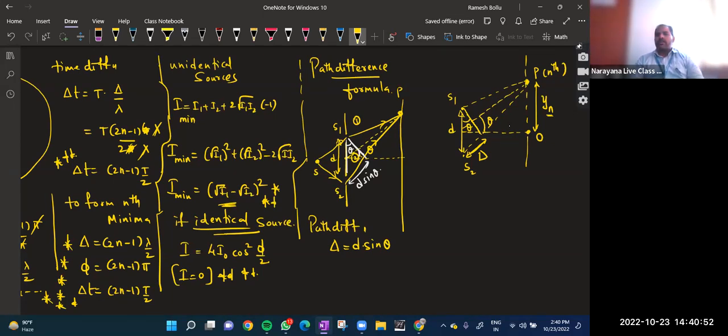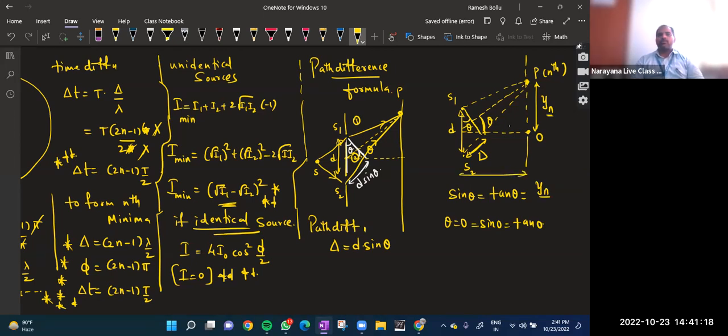Understood or not understood? So I can write sin theta equal to how much? For all small angles, with your permission, shall I write tan theta? I told you many times, if the angles are very small, sin theta equals tan theta. What is the tan theta value? Opposite side by adjacent side.